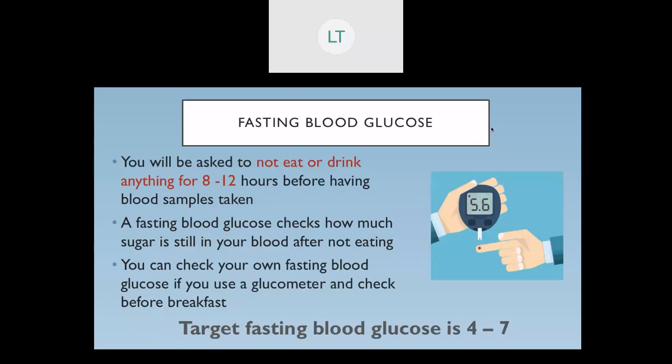So your fasting blood sugar is going to tell us how much sugar is still in your blood after you have not been eating or drinking. So when you're coming in for your fasting blood sugar, you'll be asked not to eat or drink for about 8 to 12 hours. So usually we say, come in and get it done first thing in the morning. That way, you haven't eaten or drank throughout the night. You can come in and get your blood work done before you've had any breakfast or anything to eat that morning. And ideally, the target for the fasting blood sugar is to be between 4 and 7. That's what we're looking for. If it's above 7, then it's just sitting a little bit high.